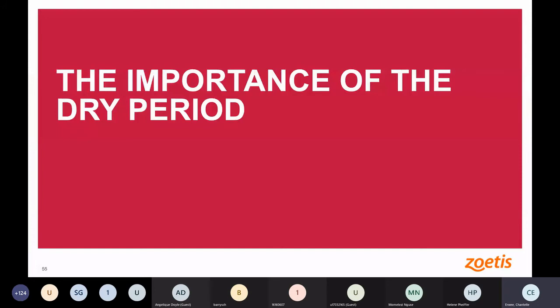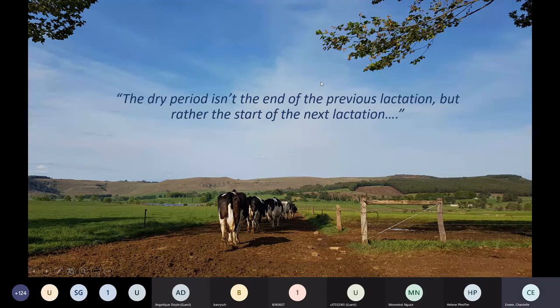Okay, so the dry period. Why is it so important? The dry period, and I think this is Dr. Chris van Dijk's quote, isn't the end of the previous lactation, but rather the start of the next lactation. So it's very, very important to look after these animals in the dry period, because what happens in the dry period can actually have a lot of effect on the next lactation.